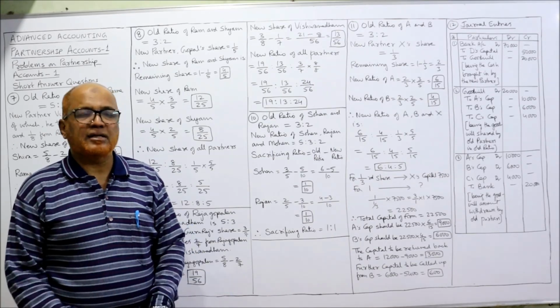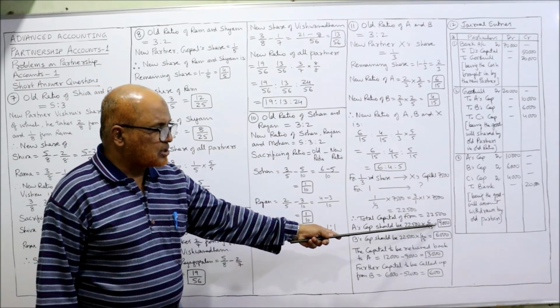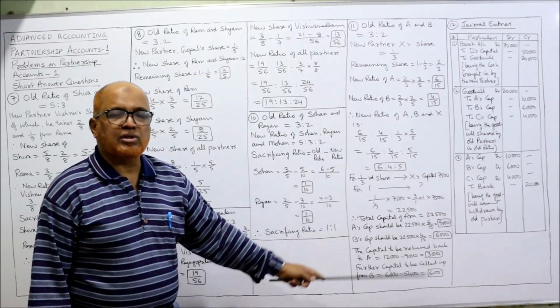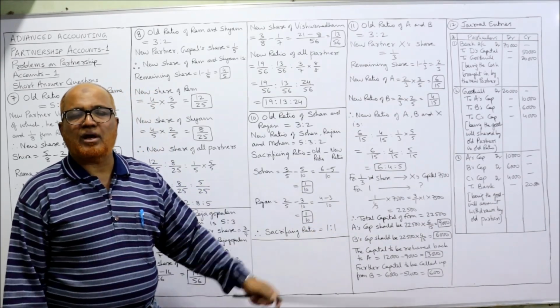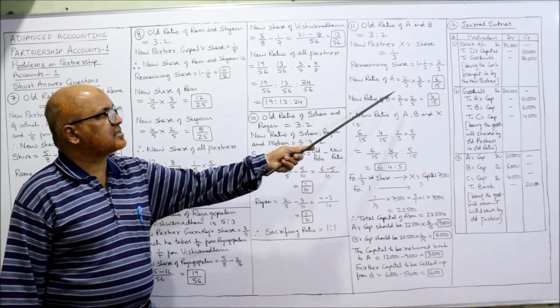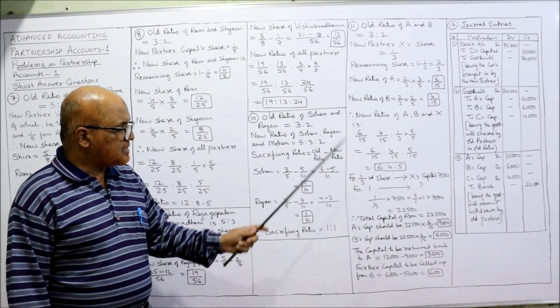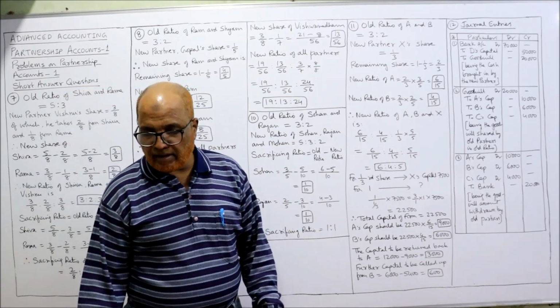Then the partners' capital will be 9,000 for A, 6,000 for B and 7,500 for X. That's it. This is the end of problem number 11.